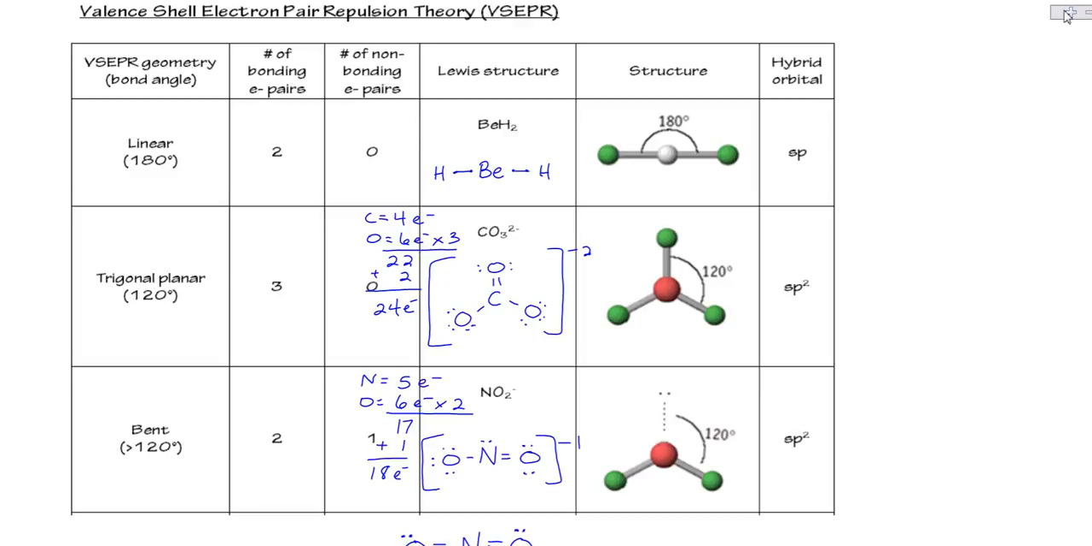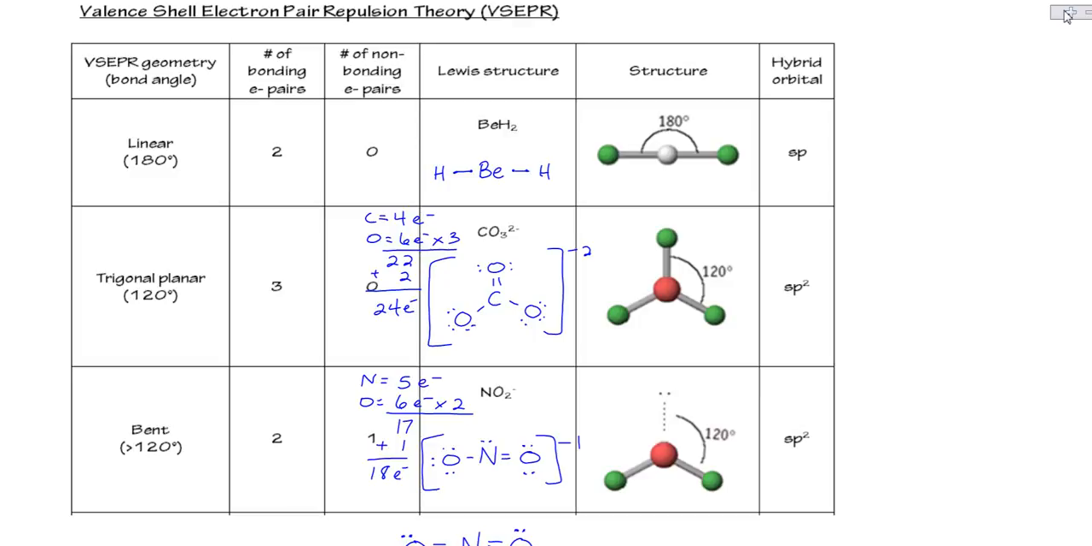The VSEPR theory stands for valence shell electron pair repulsion theory. It's a mouthful. It makes you sound really intelligent. If you go home and you tell your parents, yeah, you know, no big deal today, we just learned the valence shell electron pair repulsion theory, it's pretty easy. They'll think that you're curing cancer or sending rockets into space or something. They'll be seriously impressed.